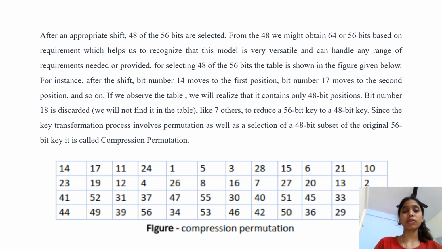For selecting 48 bits of the 56 bits, a table is shown in the figure given below. For instance, if after the shift, bit number 14 moves to the first position, bit number 17 moves to the second position, and so on. If we observe the table, we realize that it contains only 48-bit positions. Bit number 18 is discarded, like 7 others, to reduce the 56-bit key to a 48-bit key. Since the key transformation process involves permutation as well as selection of a 48-bit subset of the original 56-bit key, this is called compression permutation.